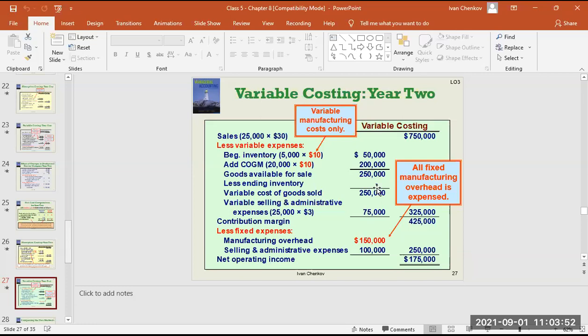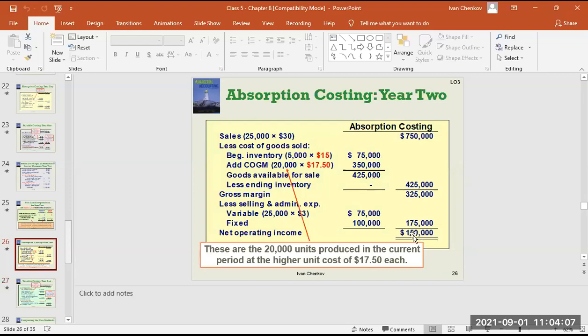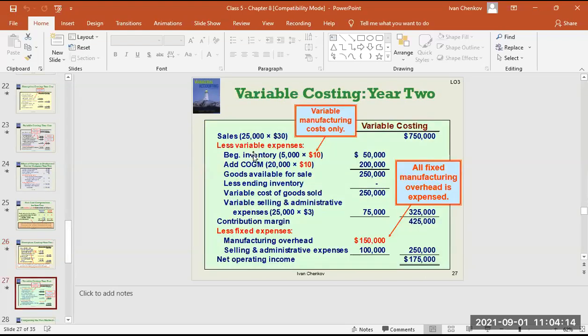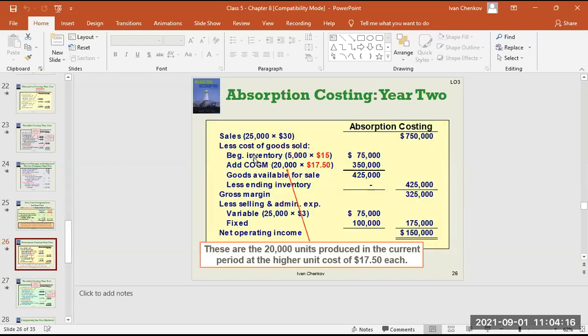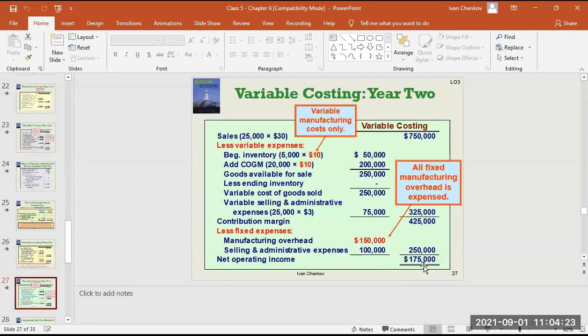Cost of goods manufactured the same. Variable expenses, 75. The entire manufacturing overhead and the entire sales administrative expenses are expensed. And that gives us operating income of 175. 175 is exactly $25,000 higher than the absorption. Why? Because we release the inventory, or the more expensive inventory in the absorption already moved to the expenses, and that transferred to the operating income.